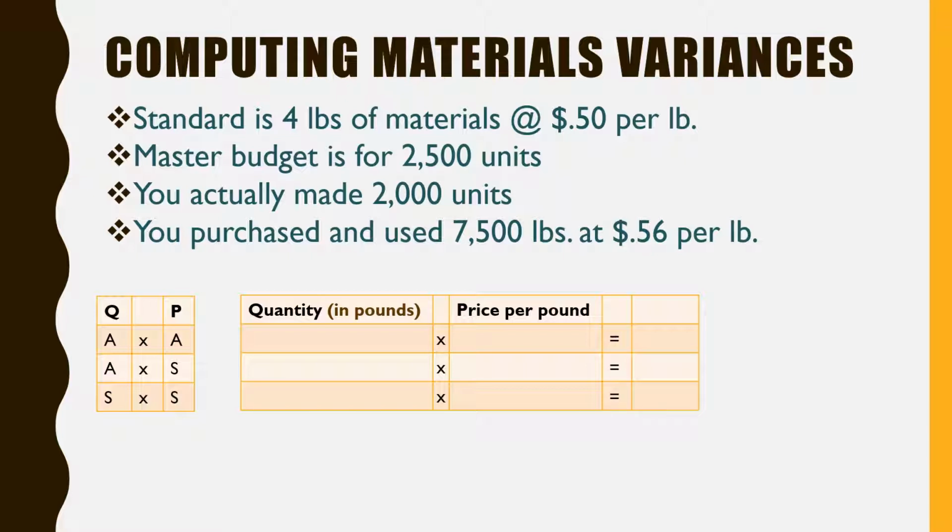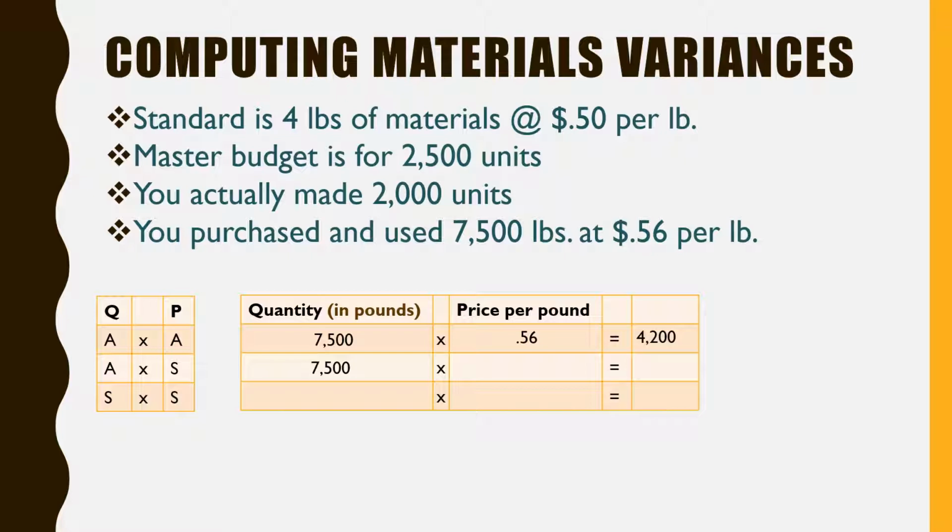So I was given that we use 7,500 pounds. And I know I'm going to need that 2 places, so I'm just going to copy that down to the second line as well. My price per pound, my actual price per pound is 56 cents. And so the total's 4,200. Sometimes they'll just give you the actual cost of 4,200, which is fine. Just put that in. You really don't need that actual price per pound to do the variance.